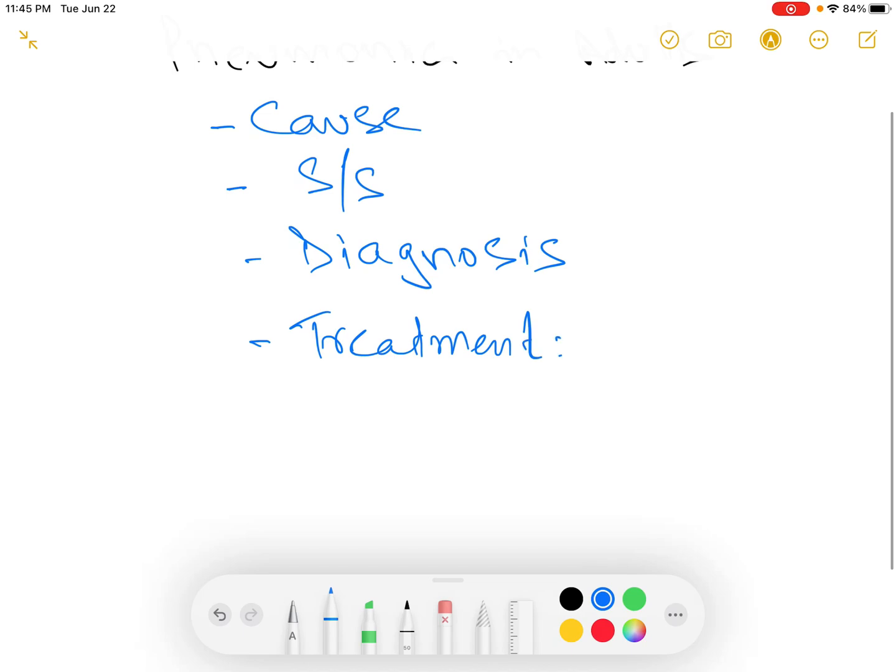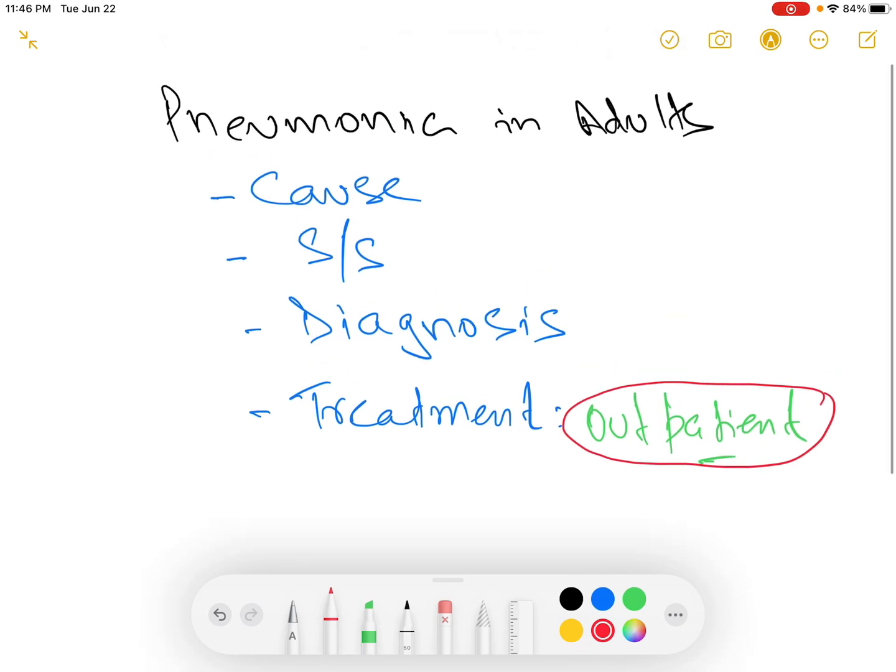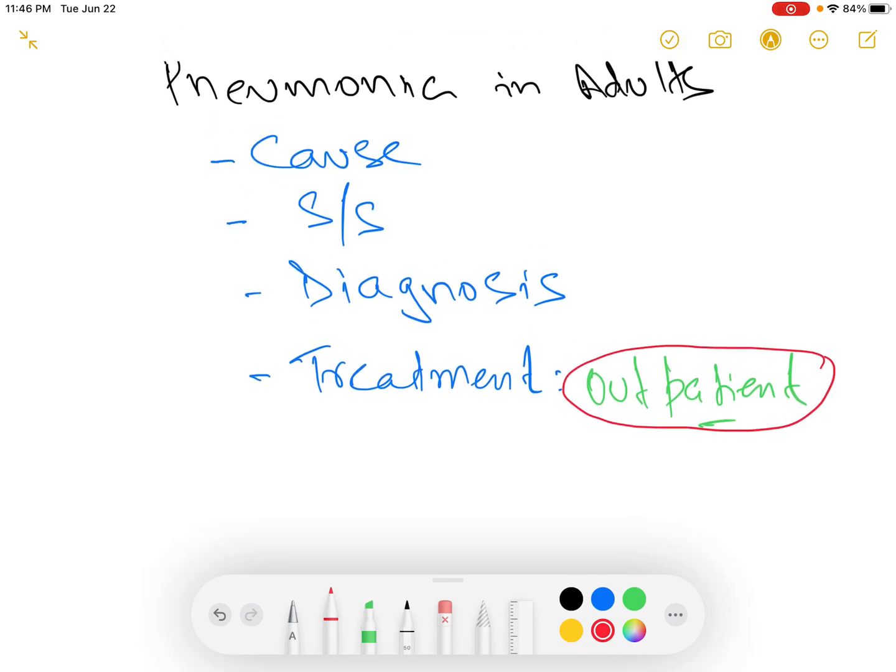And we will keep the discussion focused on the outpatient treatment of pneumonia. The inpatient is a little different, so we'll talk about the outpatient treatment. Okay, well, pneumonia is a very broad and complicated topic. There are different classifications of pneumonia that have changed multiple times.